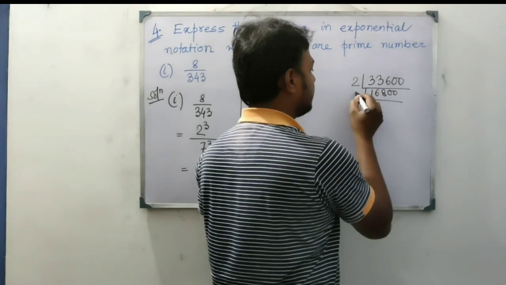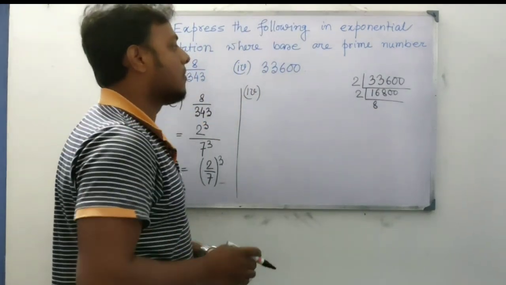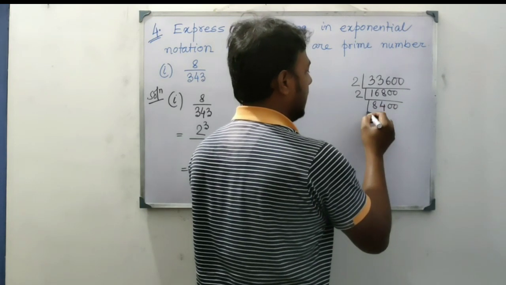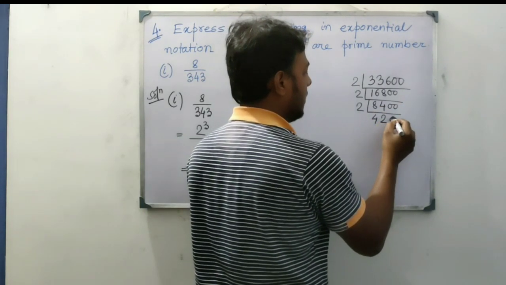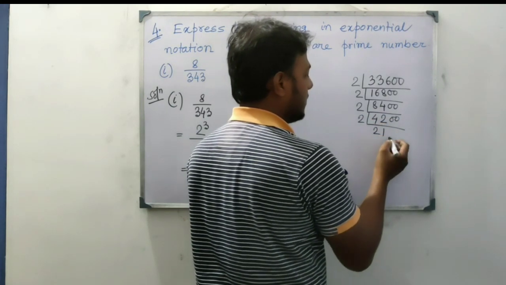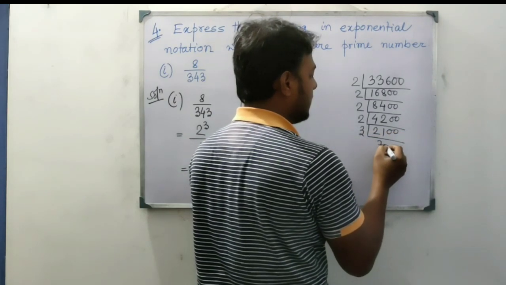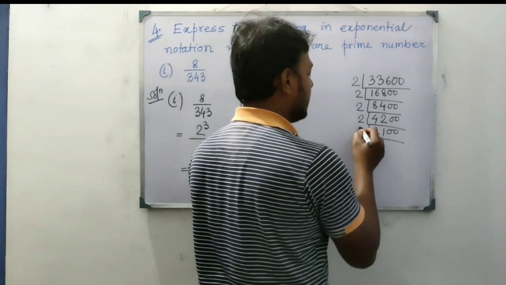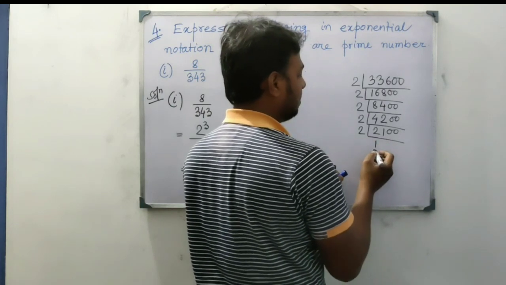Again by 2, then 8 2s are 16, 4 2s are 8 and again 00. Again by 2, then 4 2s are 8, 2 2s are 4 and 00. Again by 2, then 2 2s are 4, 2 1s are 2 and 00. Now by 3, then 3 7s are 21. You can divide by 2 again since the last digit is 0. 2 1s are 2.